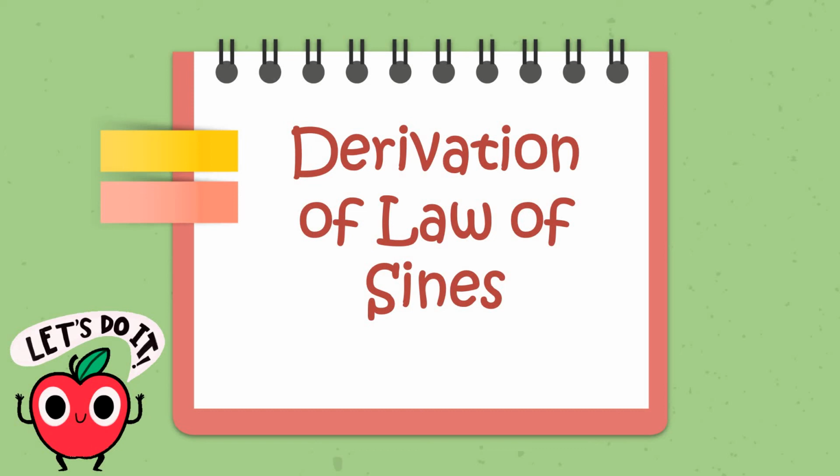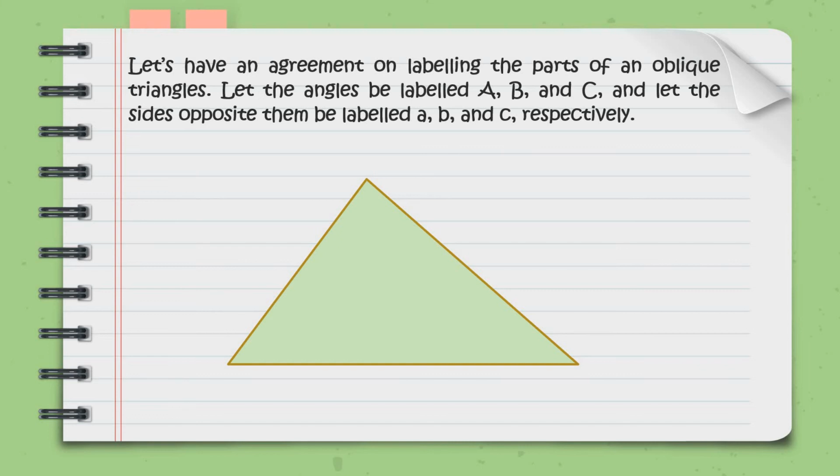Good morning, everyone. Now let's talk about the derivation of the law of sines. Let's have an agreement on labeling the parts of an oblique triangle. Let the angles be labeled as A, B, and C, and let the sides opposite them be labeled as a, b, and c, respectively. Take note, if it is an angle, it is a capital letter, like angle A, B, and C. If it is a side, it is a small letter.